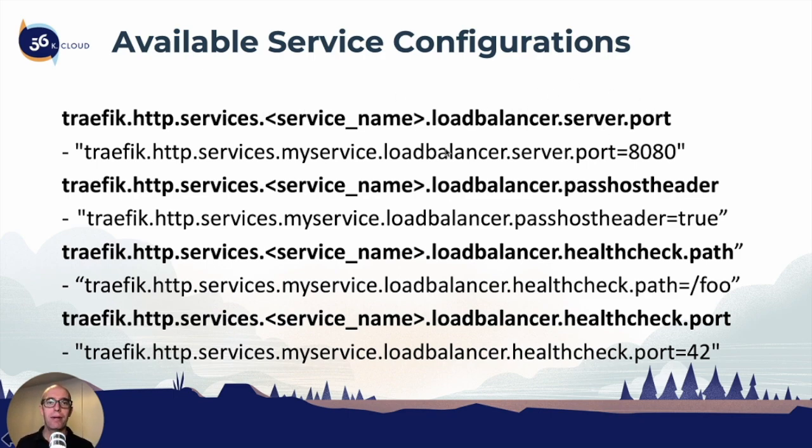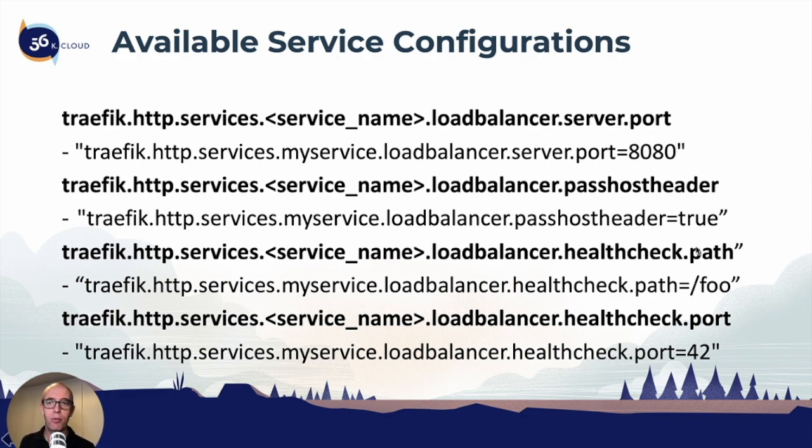And now this is very important because here's where you define what port your application is actually speaking on. So if it's port 8080 or port 80 or port 5000, you could define that here. The next thing is if we want to pass the host header, we can say true or false right here. That's very important for certain applications that are reading the header information.